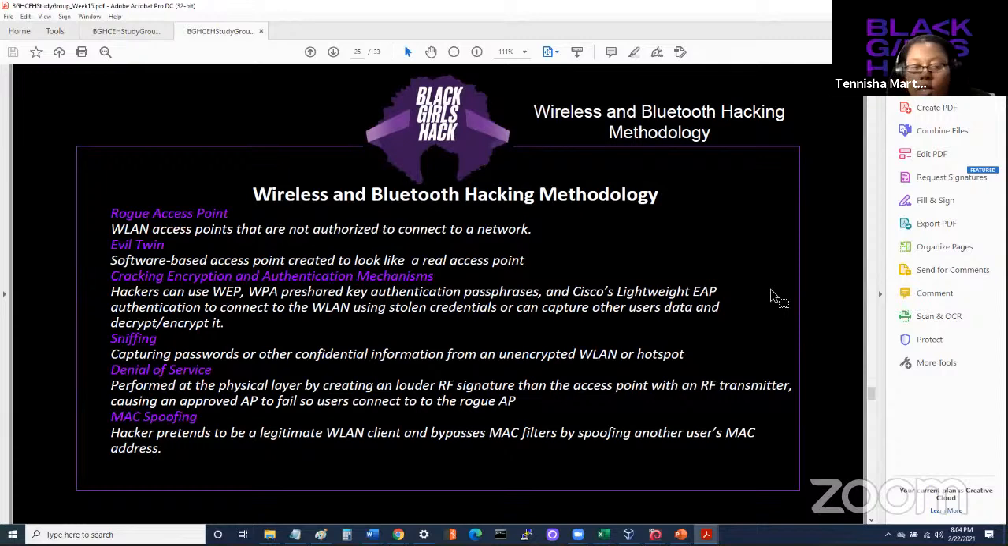People still use WEP in 2021. So, we've seen that it can be cracked. Password sniffing, which is capturing passwords or other information from an unencrypted wireless network or hotspot, which is why we suggest that you use a VPN anytime you're connecting to a hotspot or a wireless network that's not yours. Denial of service and MAC spoofing. Those are also two other methodologies that are used.